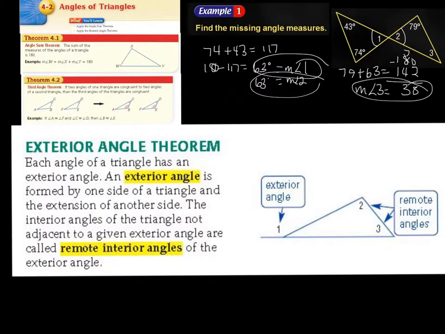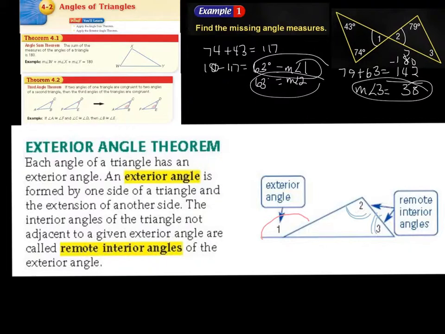Each angle of a triangle has an exterior angle. An exterior angle is formed by one side of the triangle and the extension of the other side. The interior angles of the triangle not adjacent to the given exterior angle are called the remote interior angles of each exterior angle.